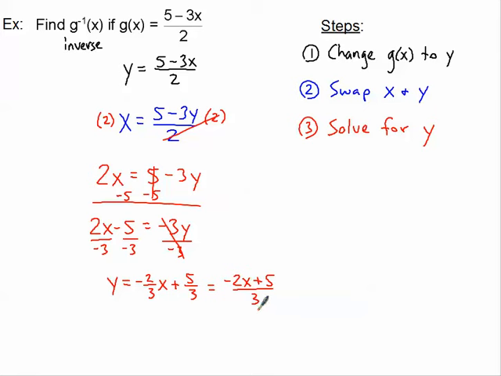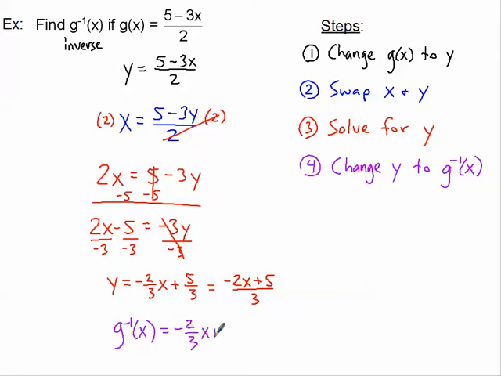And then our final step: once we started with fancy language, we should end with fancy language. I don't want to end with the y. Let's change y back, and this time it's going to be our fancy little inverse symbol. So don't leave it with the y, put it with your inverse symbol. g inverse is equal to, and it's either one of these, again, -2/3 x plus 5/3, or (-2x plus 5) quantity over 3. That's fine. Either one of those would be acceptable.